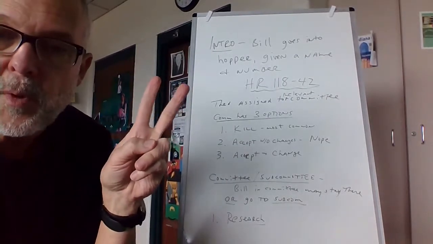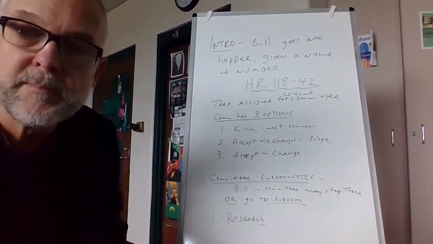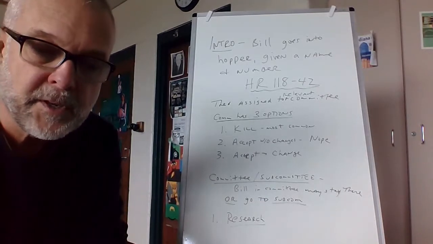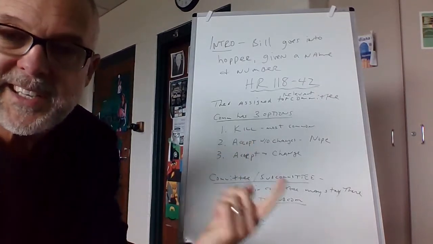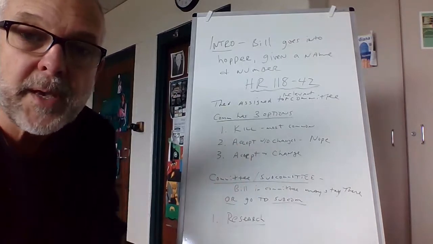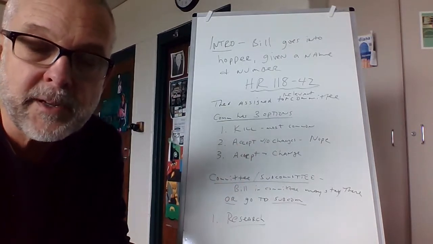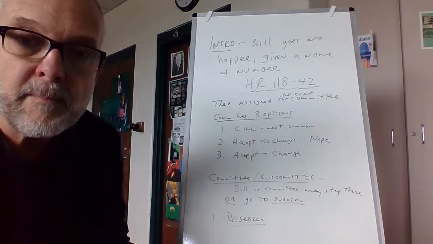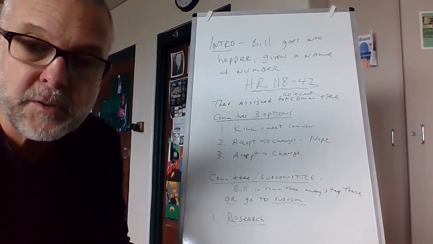Two are very simple, one is not. So the first one, they can just kill the bill, dead. And bills are killed for a variety of reasons. They might be ridiculous. Let's make the pigeon the national bird. They might be blatantly unconstitutional.